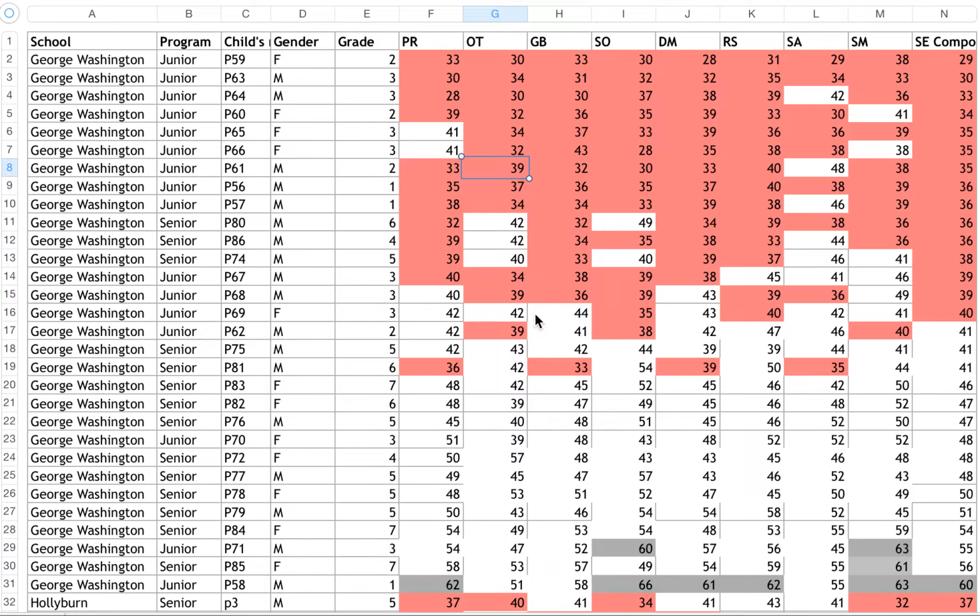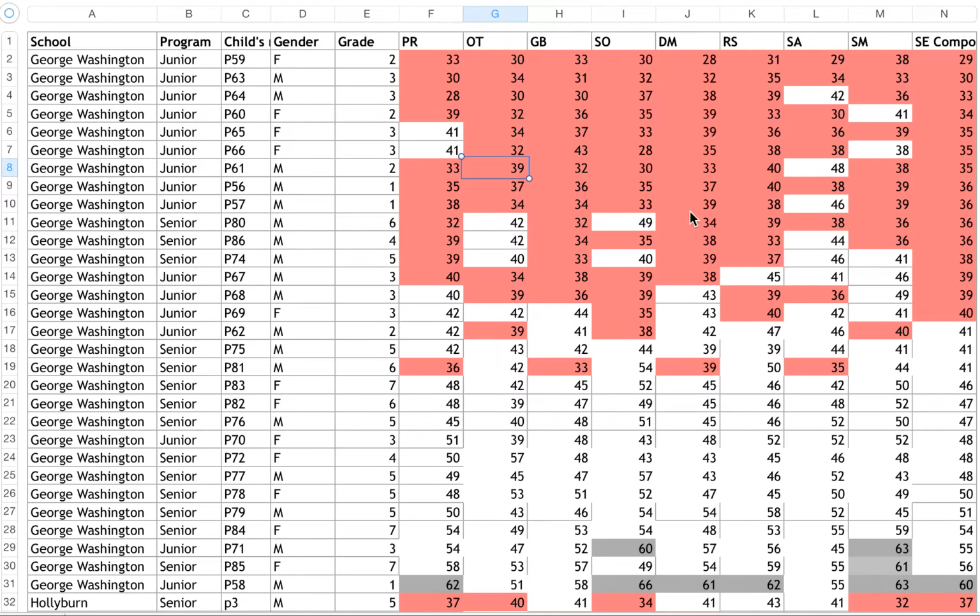The data has been anonymized, but I've left grade and gender information so that I can show you interesting trends of score distribution across these domains. Beyond descriptive data, you also see here the 8 different competencies that the DESSA form scores. These are personal responsibility, optimistic thinking, goal-directed behavior, social awareness, decision making, relationship skills, self-awareness, and self-management. The last score is a social and emotional composite score.